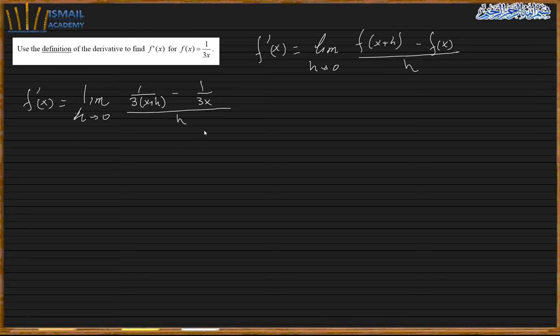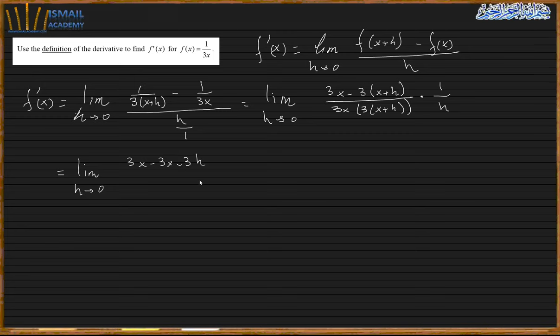So I make the common denominator here. So here will be the limit when h goes to 0 of 3x minus 3 times x plus h over 3x times 3 times x plus h, times, because this is h over 1, a fraction over a fraction is multiplied by the reciprocal, so it's going to be 1 over h. Now I distribute and combine like terms, so I get the limit when h goes to 0 of 3x minus 3x minus 3h over 3x times 3x plus 3h times h, because 1 times the top is just the same number.